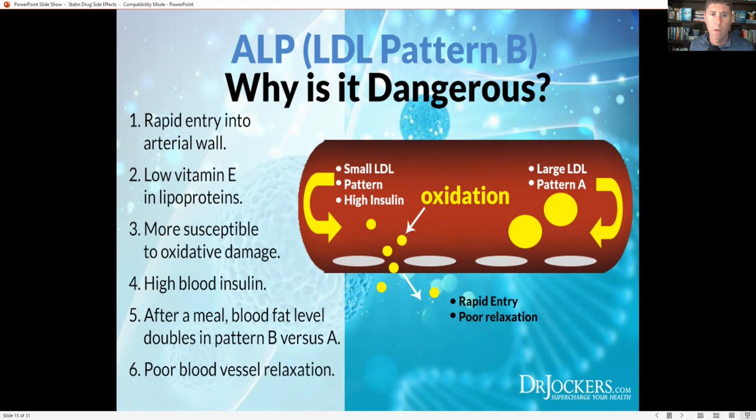And so we know that there's low levels of fat-soluble antioxidants like vitamin E in your pattern B, in your small dense particles. And these small dense particles can fit through the endothelial lining of the blood vessels, where they kind of get caught in the blood vessel and get oxidized and cause damage to the blood vessel wall. So they are associated with poor blood vessel relaxation. They're prone to oxidative damage and inflammation, creating plaque. So we don't want these small LDLs, but we do want the large pattern A LDLs.